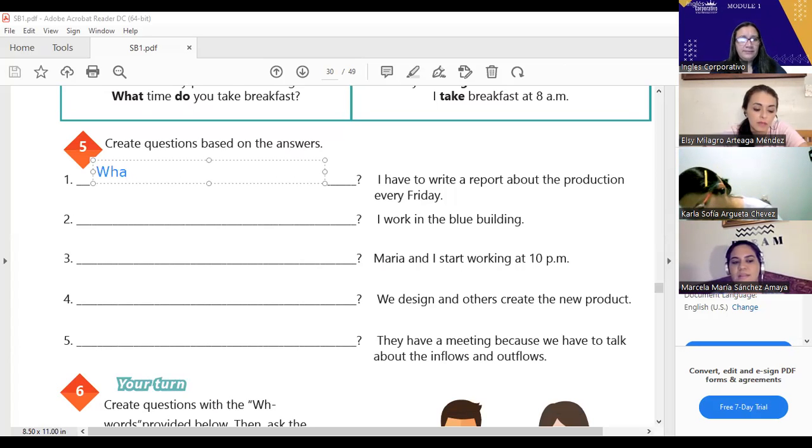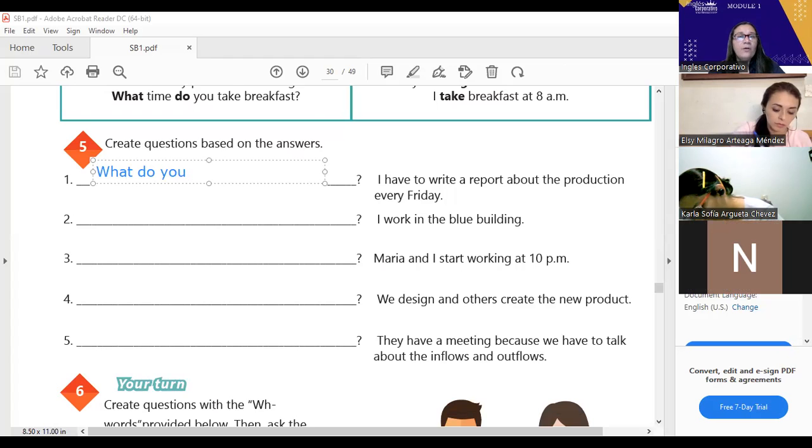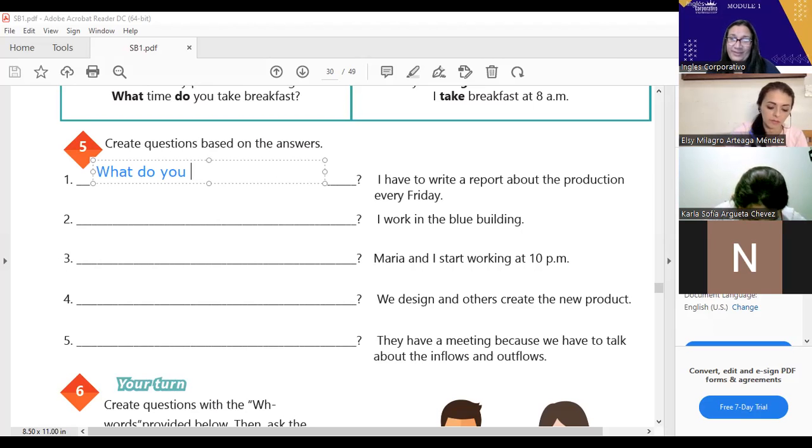What, recuérdense, what, después necesito un auxiliar, luego necesito un sujeto. Hasta ahí vamos bien. What do you write? What do you write on Fridays? Podría ser. Or what do you do on Fridays? Another option. What do you have to do on Friday? Tenemos tres opciones. Dejemos la más simple. What do you do on Friday.